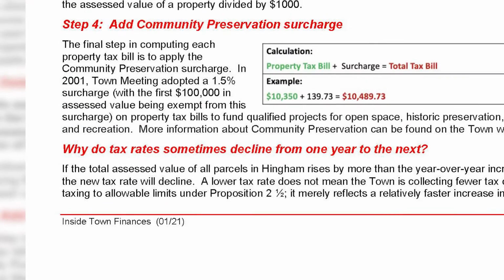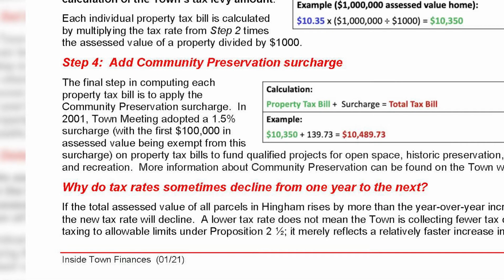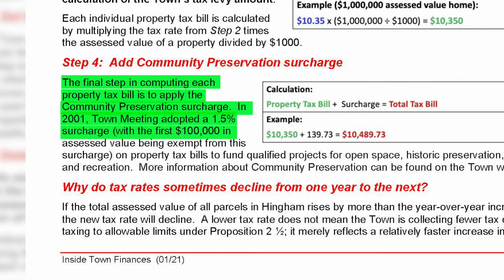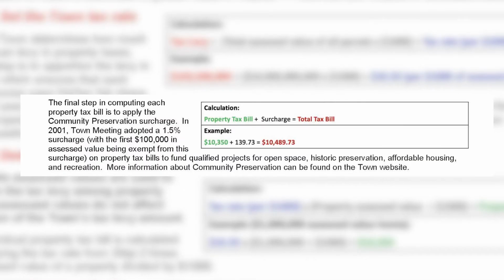Step 4, add community preservation surcharge. The final step in computing each property tax bill is to apply the community preservation surcharge. In 2001, town meeting adopted a 1.5% surcharge, with the first $100,000 in assessed value being exempt from this surcharge, on property tax bills to fund qualified projects for open space, historic preservation, affordable housing, and recreation.